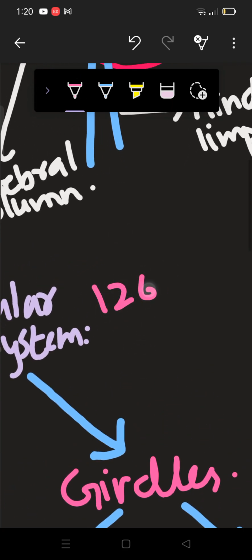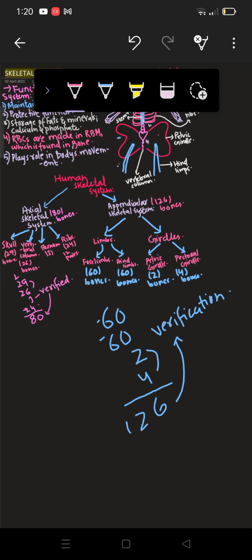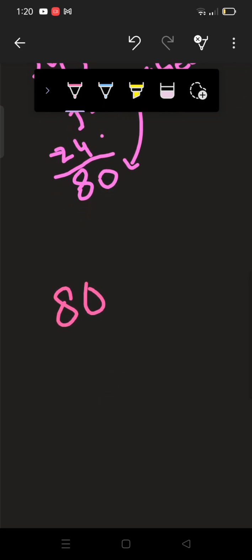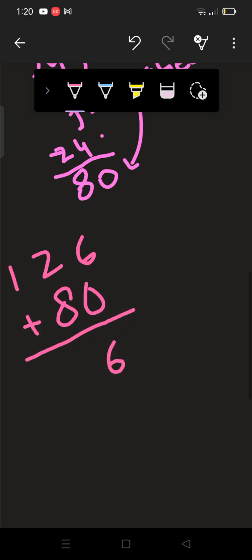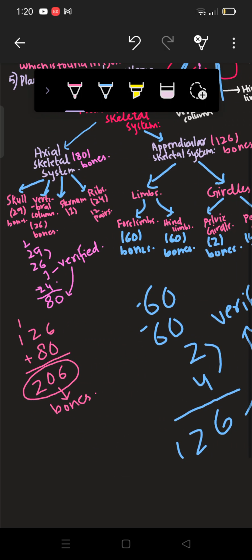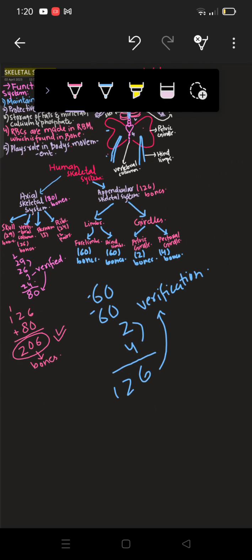That is 126 bones. If I count both structures together, the axial skeletal system as well as the appendicular system, the axial skeletal system has 80 bones and the appendicular skeletal system has 126 bones. So if I count these, 6, 2 and 8 is 10, 0 here, 1 up, 1 and 1 is 2. So as we have heard, we have 206 bones in our body. The human skeletal system is comprised of 206 bones. So here we have verified how we have 206 bones.